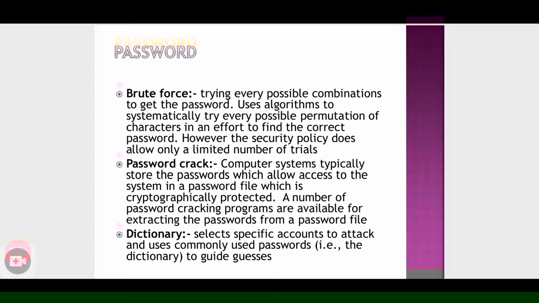And the third one is by using a dictionary. Select a specific account to attack and use a commonly used password. You can use a dictionary to guess the password. So a dictionary can be used to guess, or to guide guesses. So these are all the password attacks. This also comes under active attack.